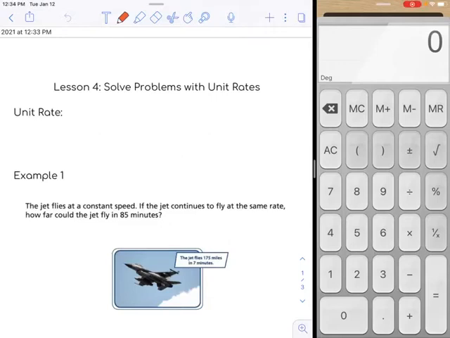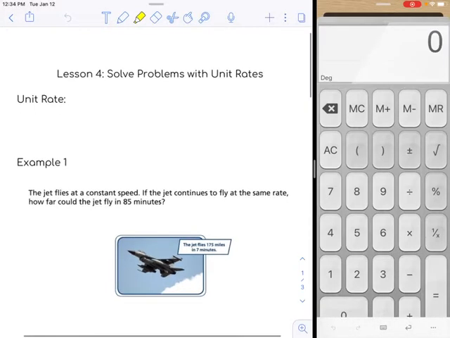Hello everybody. Today we are going to be jumping into lesson 4 in our ratios topic, and today we're going to be talking more about unit rates and how we can solve problems using unit rates.